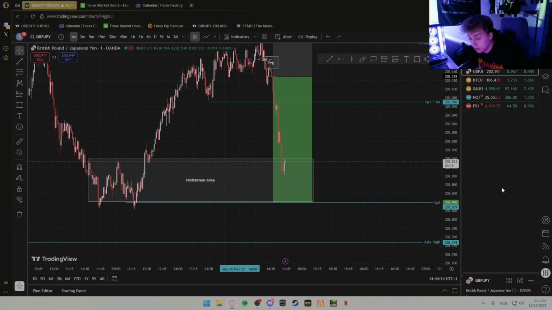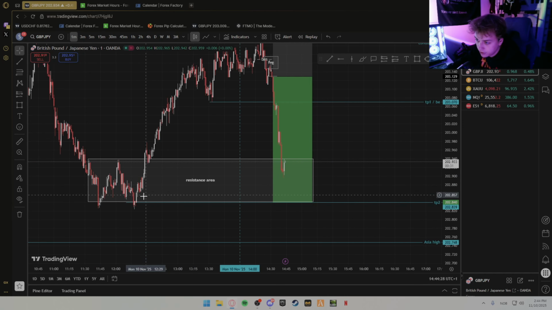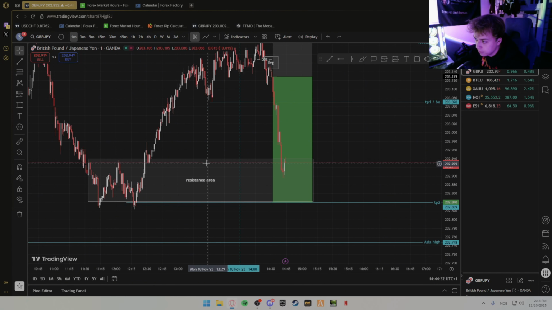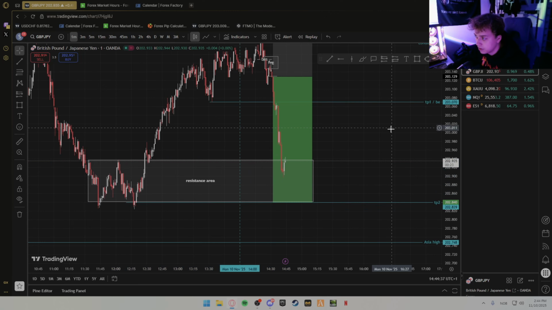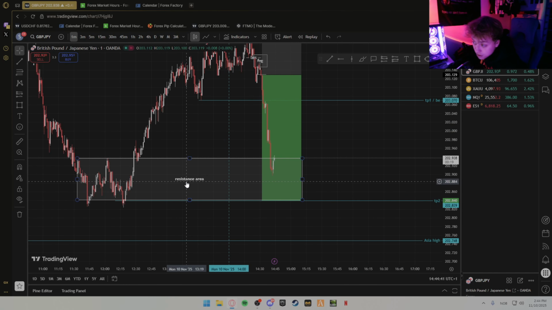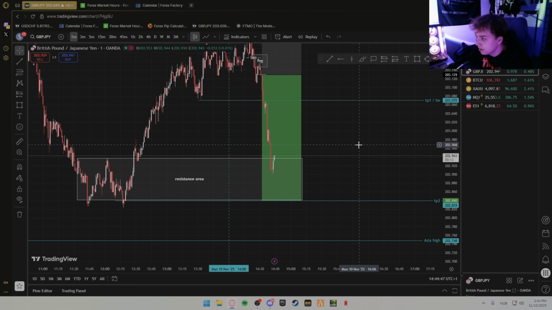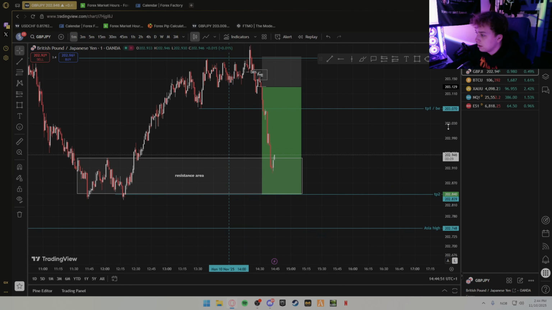I was muted the whole entire time, but I marked up this resistance area right there. And as you can see, we're hitting a little bit of resistance. You can write POI, point of interest, whatever. I like to use resistance area and mark up TP2, TP1, break even, whatever works for you. Just keep it real simple and clean.